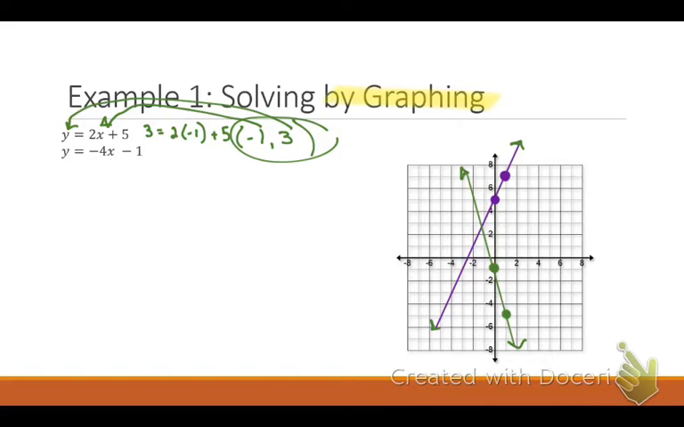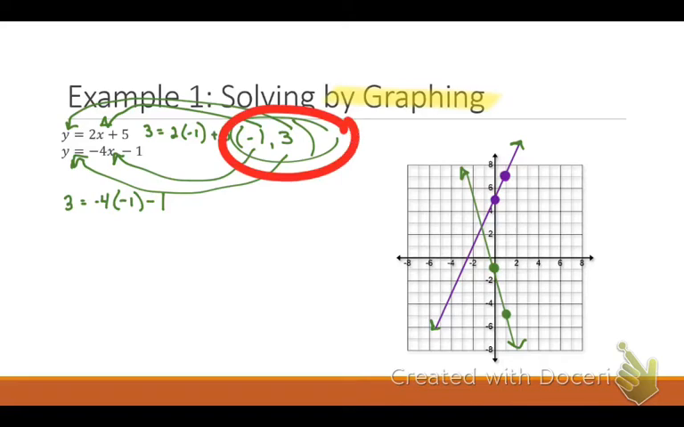So let's try it on the second equation. Plug in -1 for x and +3 for y. So 3 equals -4 times -1 minus 1. What's -4 times -1? +4. What's 4 minus 1? 3 again. So what I want you guys to realize is that my solution, this ordered pair, makes both equations true. Okay, do you see that?